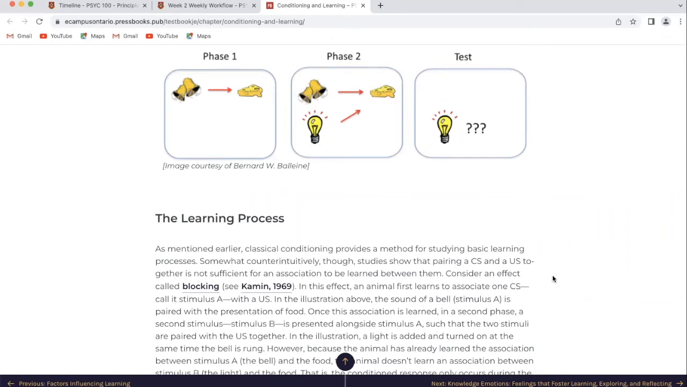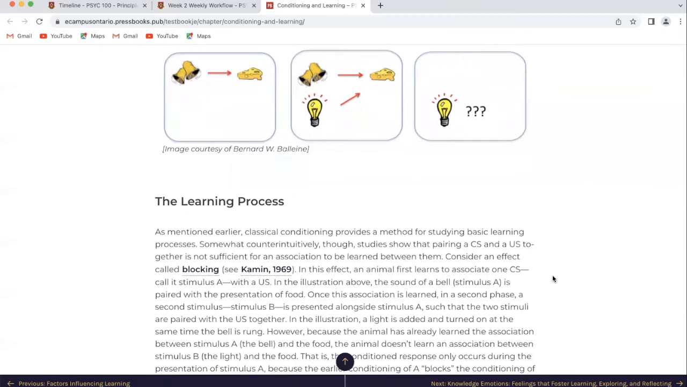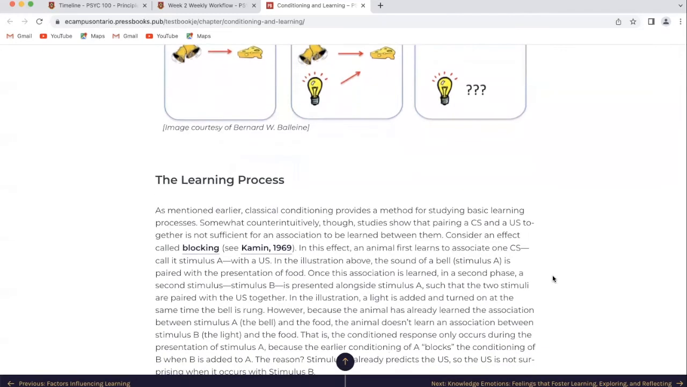Once this association is learned, in a second phase, a second stimulus, stimulus B, is presented alongside stimulus A, such that the two stimuli are paired with the unconditioned stimulus together. In the illustration, a light is added and turned on at the same time the bell is rung. However, because the animal has already learned the association between stimulus A, the bell, and the food, the animal doesn't learn an association between stimulus B, the light, and the food. That is, the conditioned response only occurs during the presentation of stimulus A because the earlier conditioning of A blocks the conditioning of B when B is added.